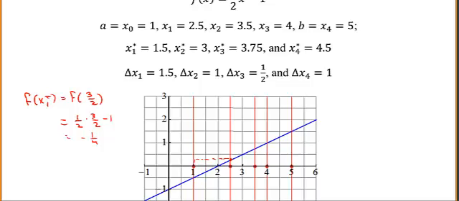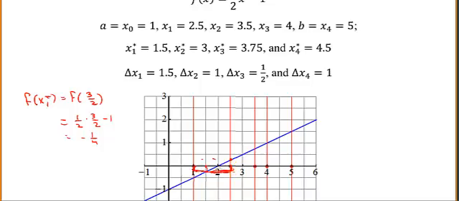I threw this in the wrong place. Okay, let me go back. 1.5 would be right here. I was at 2.5, and so then we would have been down 1/4. Okay, so our rectangle would have looked something like this. Sorry about that. So we would have had this rectangle right here.